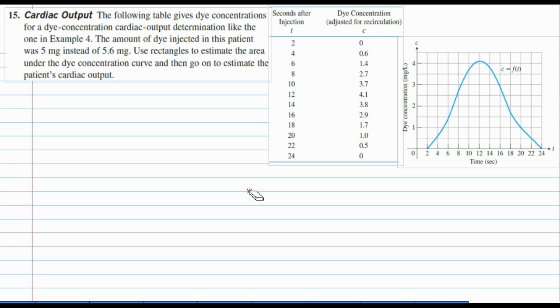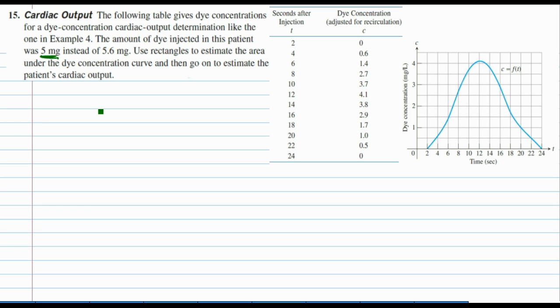So now try problem number 15. It asks us to follow the same exact process. The following table gives dye concentrations for a dye concentration cardiac output determination, like the one in example 4. The amount of dye injected in this patient was 5 milligrams instead of 5.6 milligrams. Okay, so we need to make a note of that, 5 milligrams instead.